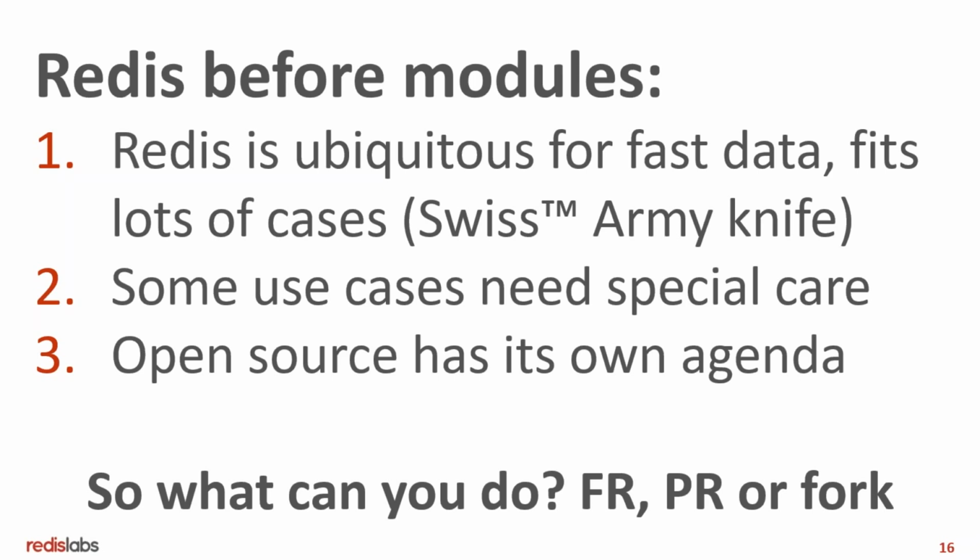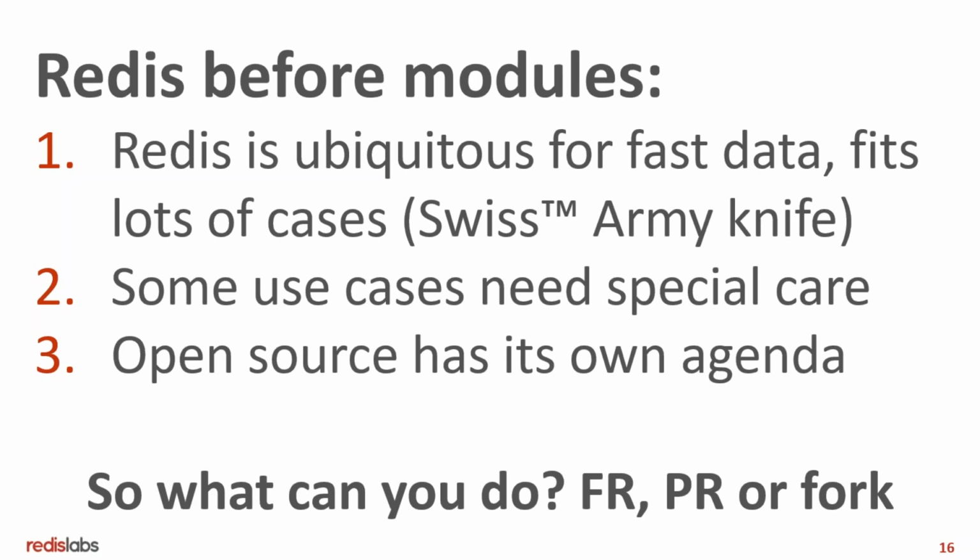However, the open source community and the development team has its own agenda, primarily stabilizing Redis, making it more useful to everybody, and not necessarily trying to resolve every use case out there, as esoteric as it may be. So before we had modules, what could you do if you had a feature that you needed added to Redis?